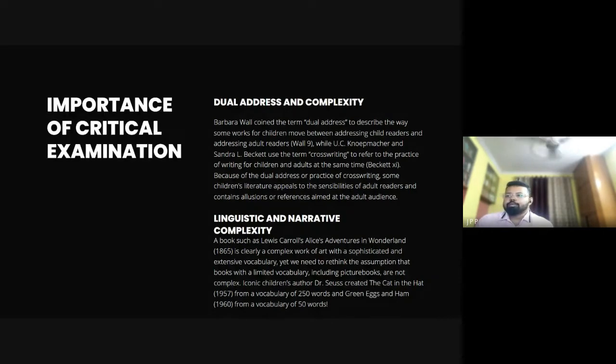Barbara Wall, who in fact coined the term dual address to describe the way in which some works for children move between addressing child readers and addressing adult readers, while Sandra L. Beckett uses the term cross-writing to refer to the practice of writing for children and adults at the same point of time. Because of dual address or cross-writing, some children's literature appeals to the sensibilities of adult readers and contains allusions or references aimed at an adult audience.